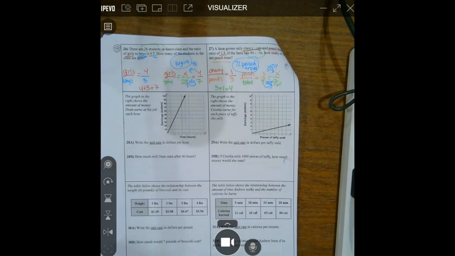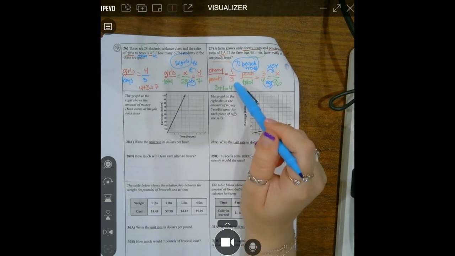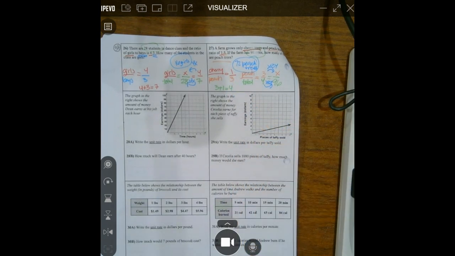And you're like, that seems like a lot, the majority of them. Well, yeah, because there's 3 peach trees for every 1 cherry tree. There are a lot more peach trees. So my answer makes sense.